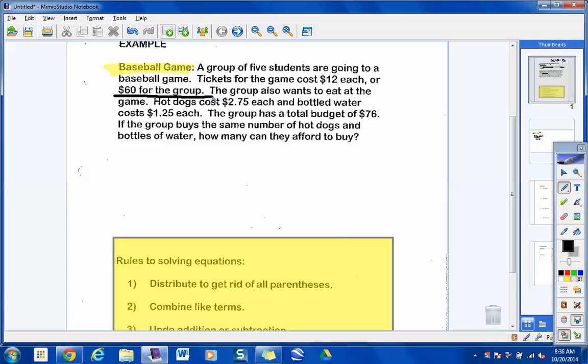It said that hot dogs are how much? Man, I want to go to this ballpark. $2.75 for a hot dog? That's a robbery.